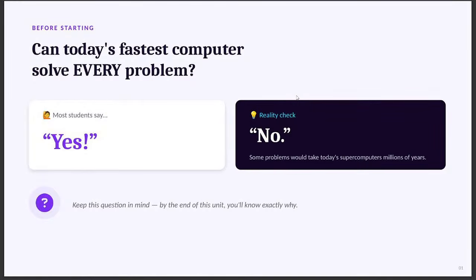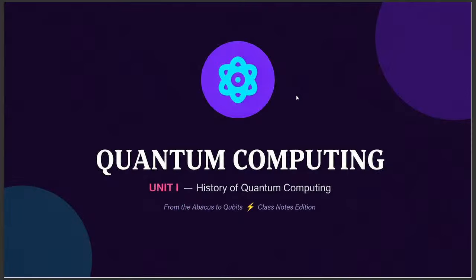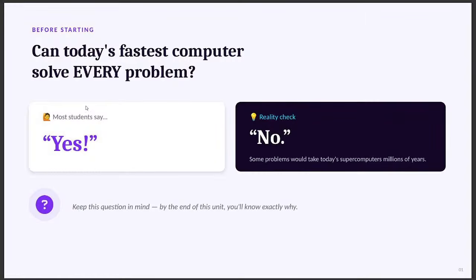If you see this slide, before we start, I wanted to ask everyone one question. Can today's fastest computers solve every problem? Just think about the question I am asking. Can today's fastest computer, like a 15 or 16 GB system, the fastest computer in the market, solve every problem? That is the first question I wanted to ask before going on to the session.